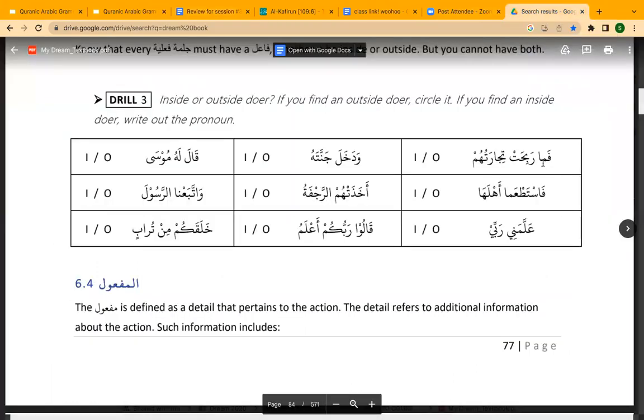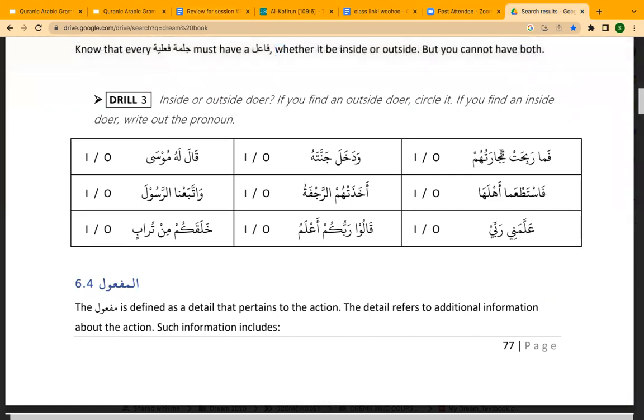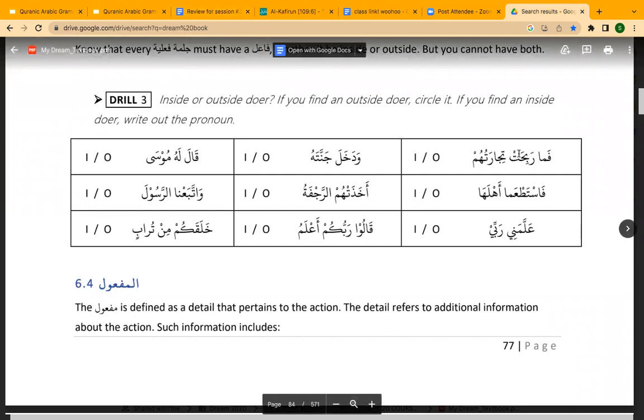So let's use this quick exercise from your book. Drill number 3, page number 77 of your Dream Arabic language book of Bayina that has been shared with you in your group. So rabihat. What do you think about this fail? Do you think it's a fail? Does it look like a fail? What's the doer? What's the inside pronoun in this fail?